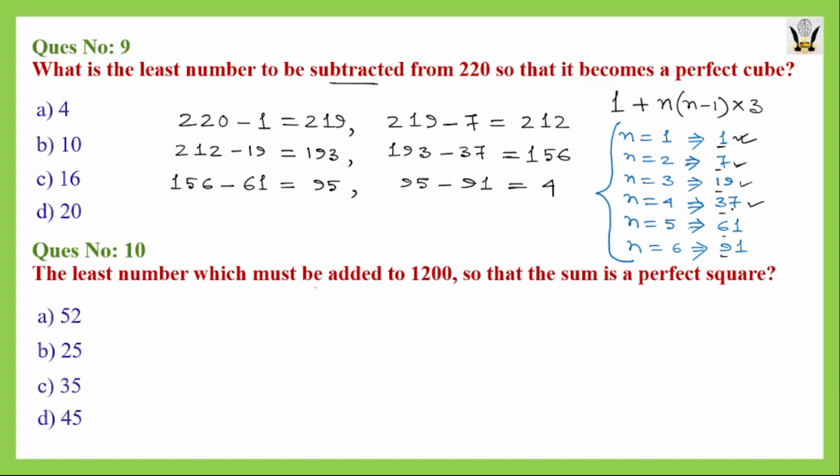Then from 193 we are subtracting 37, so 156. And then from 156 we are subtracting 61, so we are getting 95. And then from 95 the next number that we will be subtracting is 91, so finally we are getting 4.